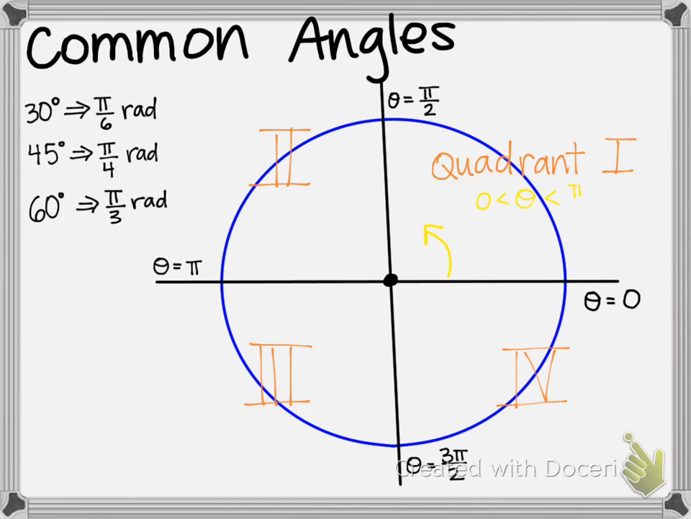In this quadrant, our angles will be between 0 and pi over 2. Pi over 2 is 90 degrees. As you can see, this forms a 90-degree angle down at the bottom. Pi is 180 degrees. You'll notice it's a straight line, which has an angle measure of 180 degrees, and so on. In quadrant 2, your angle measures are going to be between pi over 2 and pi. In quadrant 3, they'll be between pi and 3 pi over 2. And then in quadrant 4, they'll be between 3 pi over 2 and 2 pi.